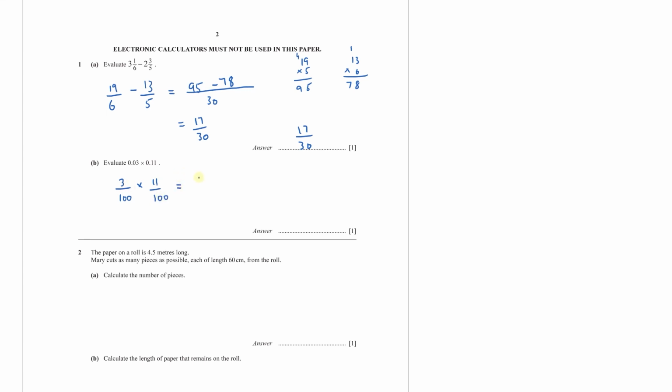And then 11 times 3 is 33. And this is 4 zeros. That means it's 10,000. And then I can divide this 33 by 10,000 by moving the decimal 4 places to the left. 1, 2, 3, 4. So I'll get 0.0033. So this will be your answer here.